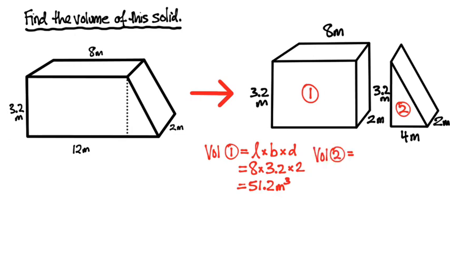Now we can go ahead and work out the volume of the second piece, piece number 2. We take the area of the triangular face, which is half times base times the height, and then multiply it by the depth, will give me a value of 12.